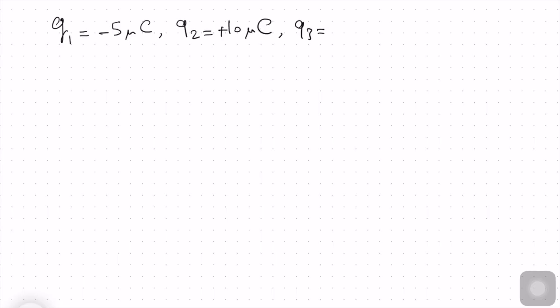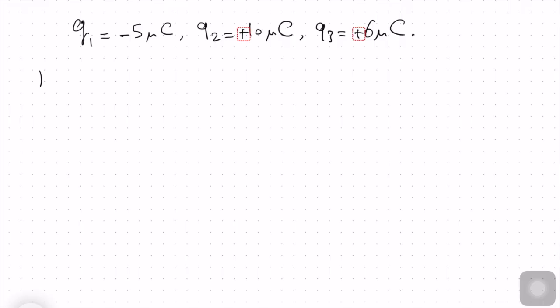So I'd like to go over a simple problem of finding the electric field as a result of multiple charges. Let's work on a problem, for example, that has 3 charges. I'm going to call them Q1 with magnitude of minus 5 microcoulomb, Q2 that has a magnitude of plus 10 microcoulomb, and Q3 which has a magnitude of plus 6 microcoulomb.